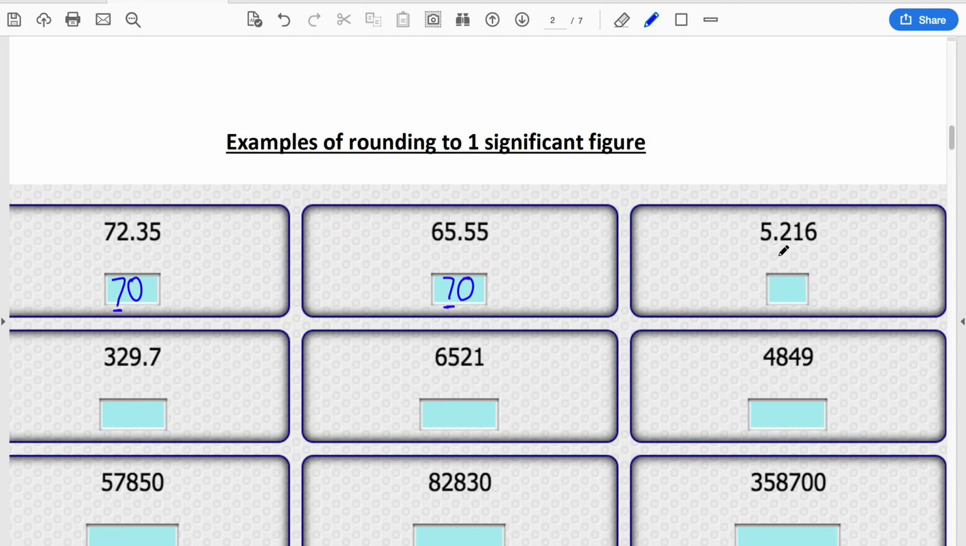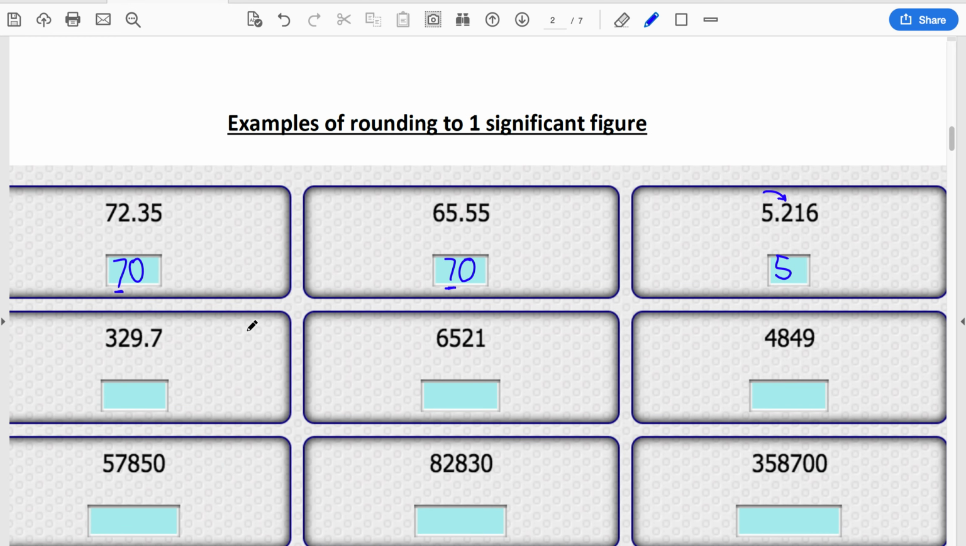This one here is a little easier because I'm just working with this number. There's one value that I want to write. I check my next value across, which is a 2, and that means this whole number will round down. It rounds down to 5. I might just do one or two more since I've got some quite different examples here.